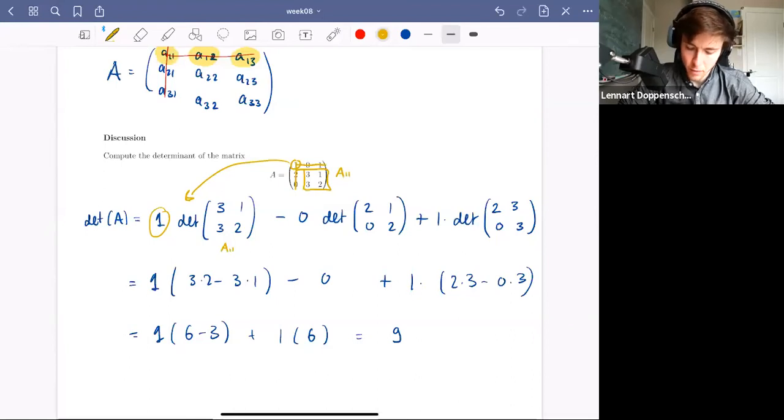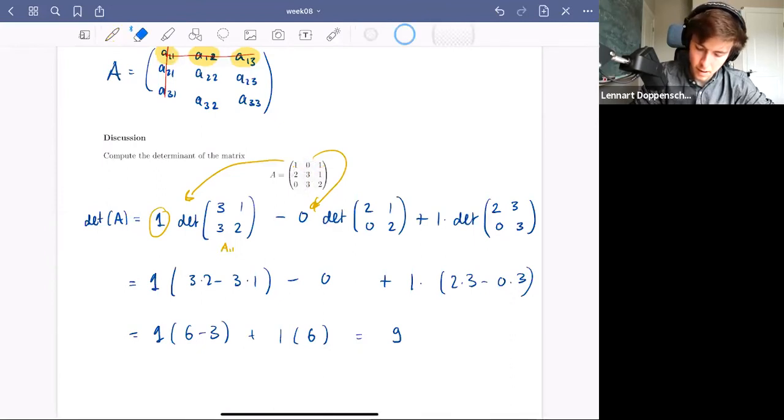Okay, and then we move on to the second entry of the first row. This is the 0, so this is why we put the 0 here. And then when we strike this out, we see that the minor is 2102, but it doesn't really matter because it's multiplied by 0, so it just doesn't contribute at all. But if it was non-zero, then this would be exactly how we would proceed with this summand.